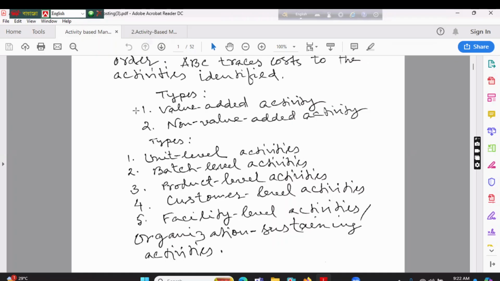This is all about activity for the purpose of cost reduction. Why cost reduction? If we eliminate these activities, product cost can be reduced. So this type of activity is known as either value-added activities or non-value-added activities. If we can eliminate non-value-added activities, we can reduce cost.